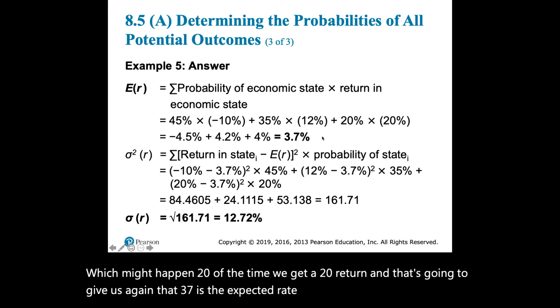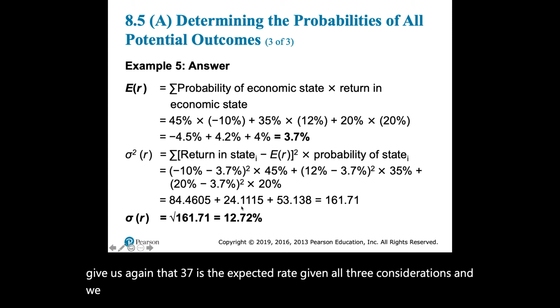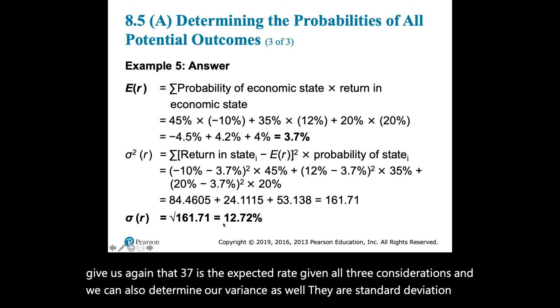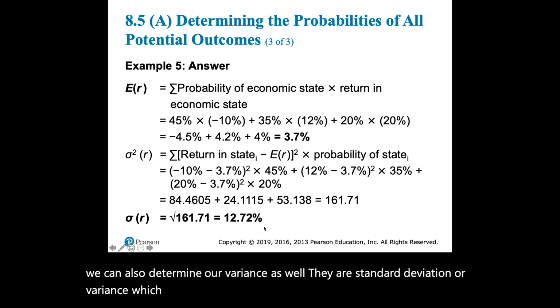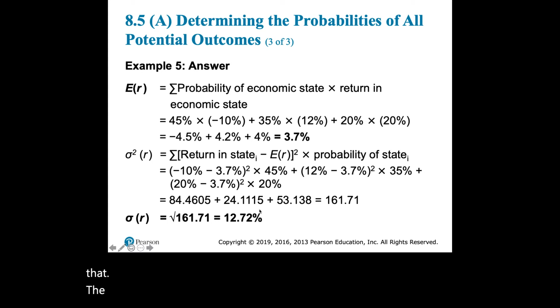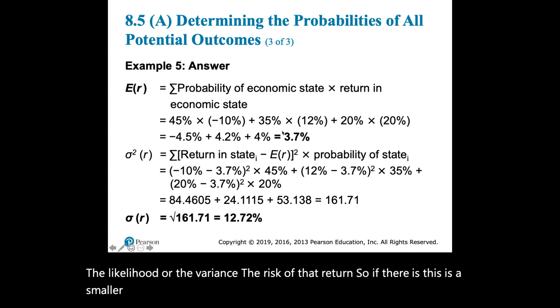And that's going to give us that 3.7 as the expected rate given all three considerations. We can also determine our variance, or our standard deviation, which is going to help us understand the likelihood, the variance, the risk of that return. If this was a smaller number, then we'll have smaller risk, and we can be more confident that we'll get a return of 3.7%.